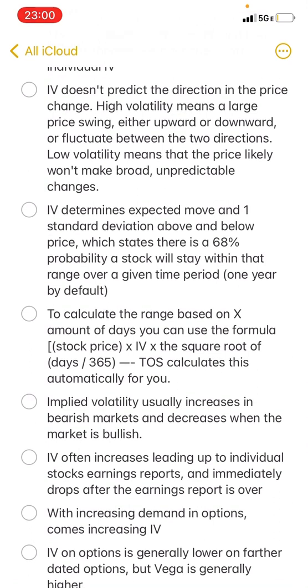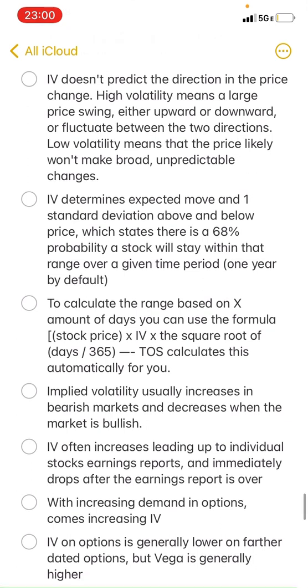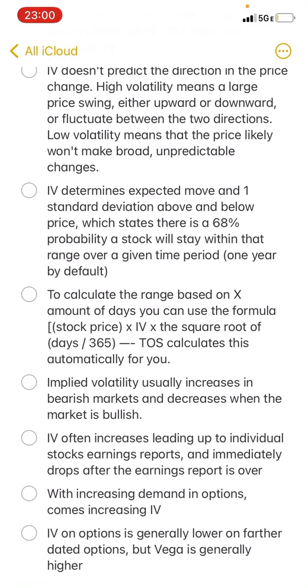So IV doesn't necessarily predict the direction of the price change. It's just giving you the range up or down. High volatility means a large price swing either up or down, or fluctuating somewhere between the two directions. Low volatility just means that the price likely won't make any large, broad, unpredictable changes, okay?